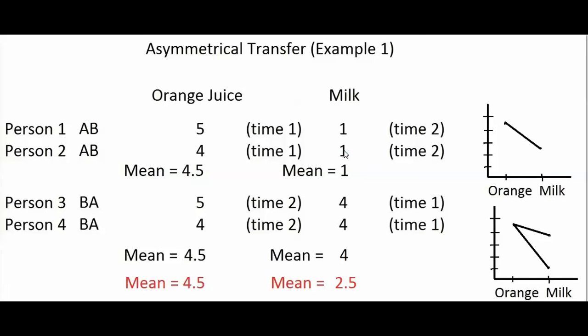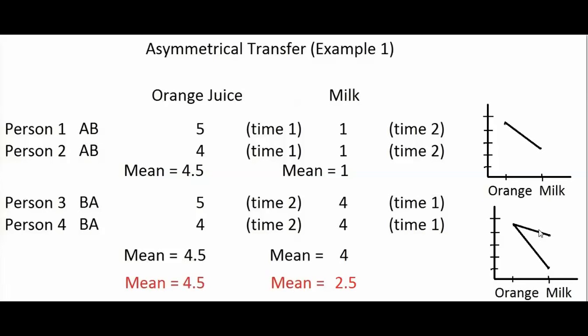So this difference between the mean of orange juice and the mean of milk is actually skewed by asymmetrical transfer because this milk average had an unfair disadvantage because these 2 ratings are dragging it down, and nothing is dragging down the orange juice rating. You don't want to have asymmetrical transfer if you're interested in comparing the average of one condition with the average of another condition, and you're doing a within subjects design.